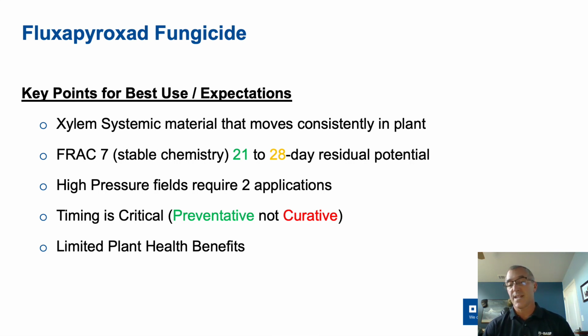It is very stable chemistry, and usually in this case I would say we're looking at 21 days, sometimes maybe 28, but I think the number to bank on is about 21 days potential residual for the control of coffee leaf rust. You're going to need 2 applications because this is a very high pressure disease. I'm going to suggest you use it twice.